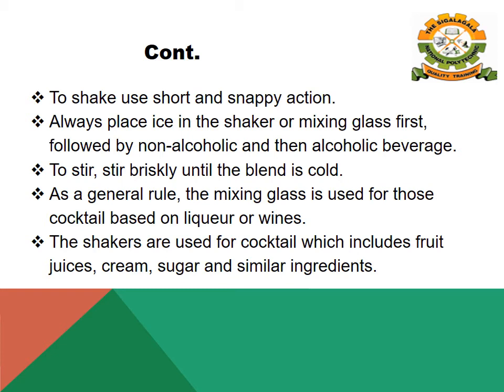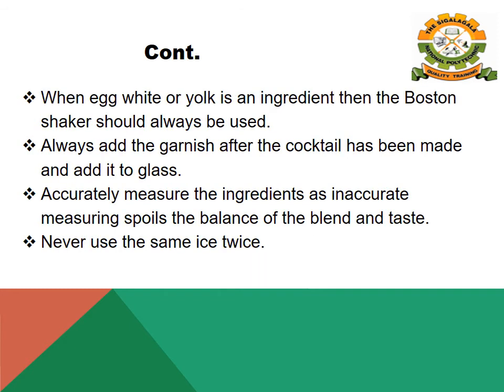As a general rule, the mixing glass is used for those cocktails based on liquor or wines. The shakers are used for cocktails which include fruit juices, cream, sugar, and similar ingredients. When egg white or yolk is an ingredient, then the Boston shaker should always be used. Always add the garnish after the cocktail has been made, and add it to the glass.